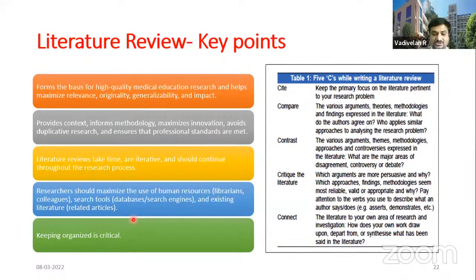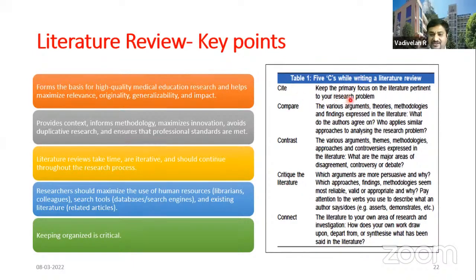That's what I showed, some of the databases and search engines and the related articles. So it should be kept organized in a critical way. And in another literature, one of the authors pointed out some 5 C's should be taken into account while writing the literature review: cite, compare, contrast, critique the literature, and then connect.